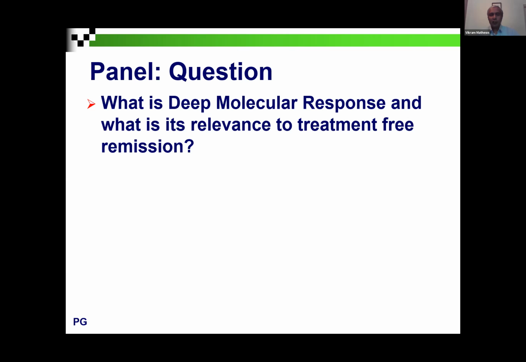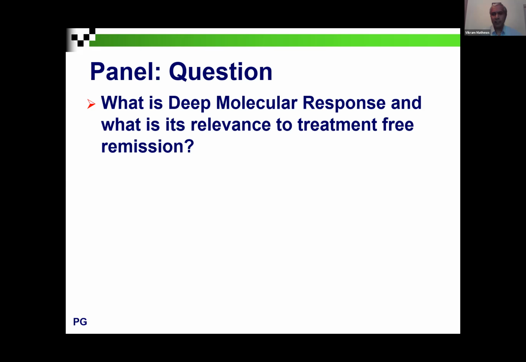So Prashant, everybody's talking about deep molecular response. What is deep molecular response and what is its relevance to treatment-free remission? So deep molecular response is anything with a BCR-ABL IS level of less than 0.01%. And earlier studies used to stop when it was below 0.0032%. But the current recommendation of safely stopping a TKI for a treatment-free remission strategy is to go below 0.01%. So any patient who wants to try a TFR strategy should get to below this level. So that is the relevance of the deep molecular response.